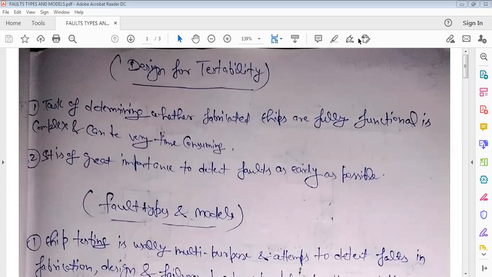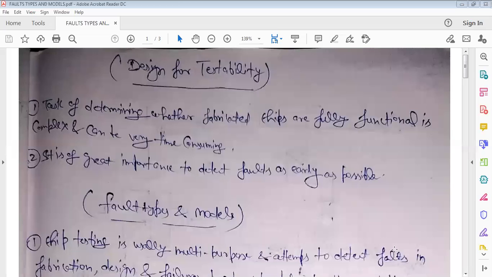Today we are starting with design for testability. So we have a fabricated chip. Whether this chip is fully functional, the task of determining this is very complex, and if not properly done, it can be very time consuming. It is of great importance to detect faults as early as possible.